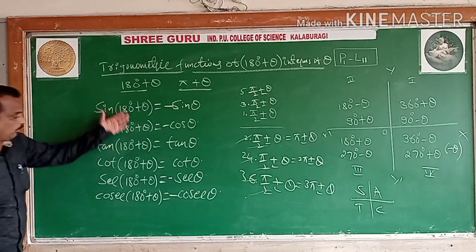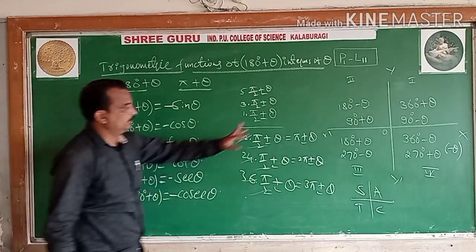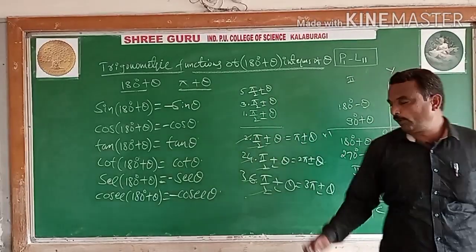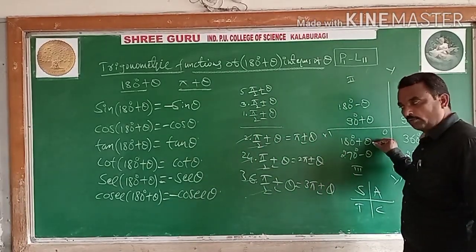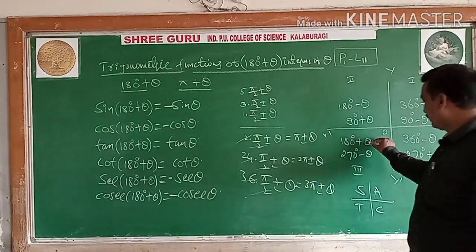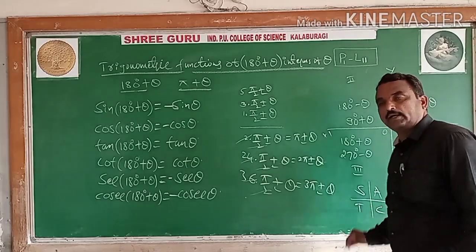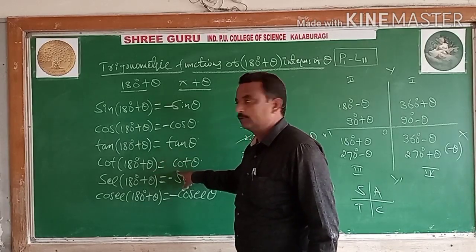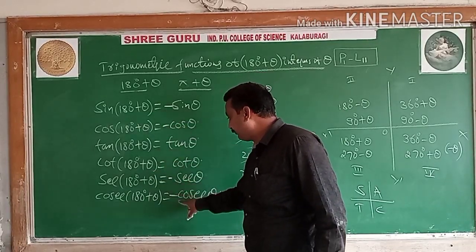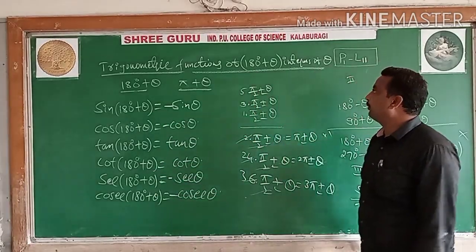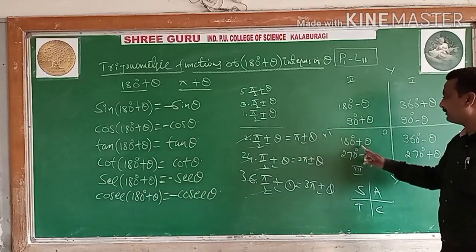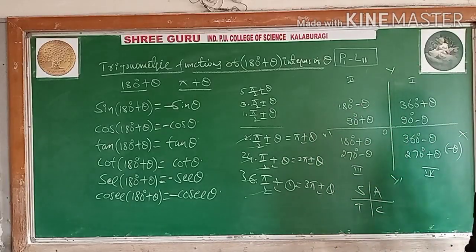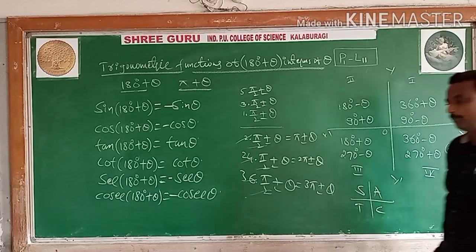See students, 180 plus theta, which angle is it? What is the position of that angle? Third quadrant. In the third quadrant, what are positive? Tan and cot are positive. See here, tan and cot values are positive. Remaining all the trigonometric functions are negative. So this is about 180 plus theta. We have just discussed 180 minus theta. This is 180 plus theta.